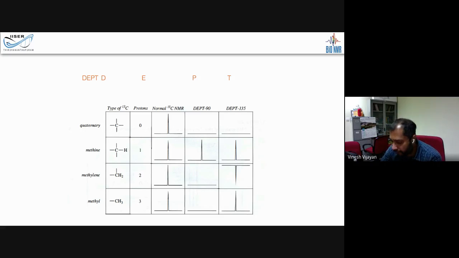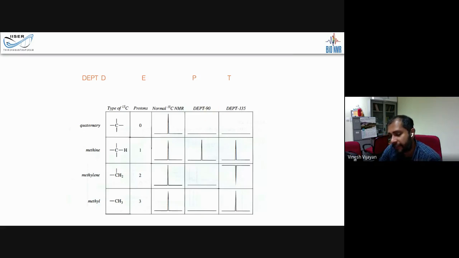So how do we do that? If it is a quaternary carbon, a normal carbon-13 NMR will give you that carbon. DEPT will not give you any quaternary carbon, so you don't get a signal in the DEPT experiment, either DEPT 90 or DEPT 135. DEPT is a multi-pulse NMR experiment, not a single pulse, where you transfer the magnetization from the hydrogen to the carbon-13.